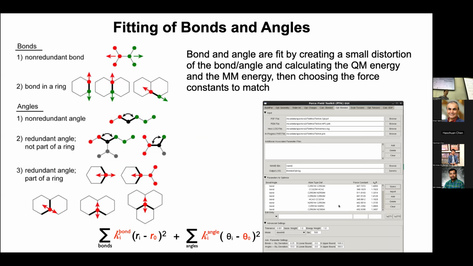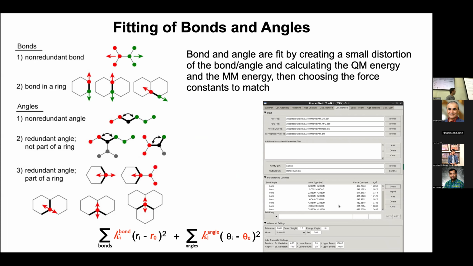Bonds and angles. I don't want to go too much into the details, but essentially what ffTK does is it creates small distortions in the molecule, and then tries to fit the energy of that distortion to a QM calculation.